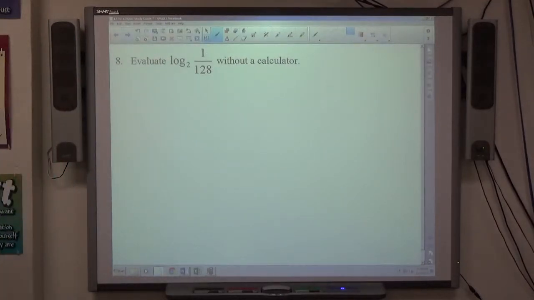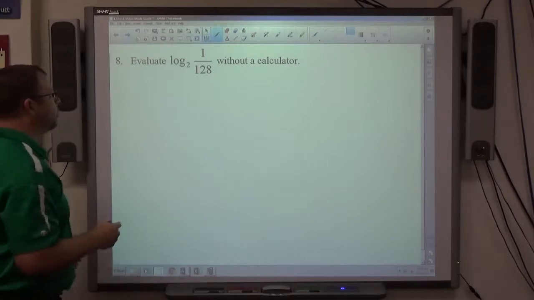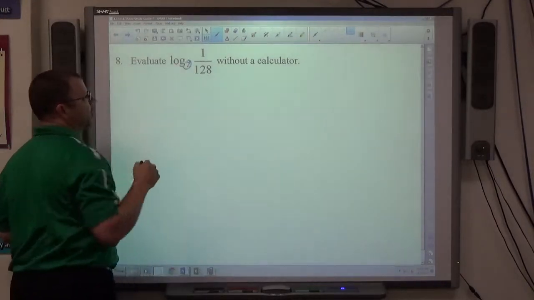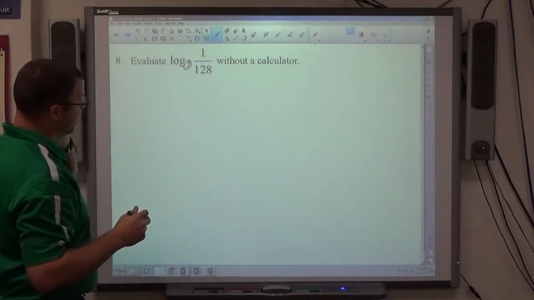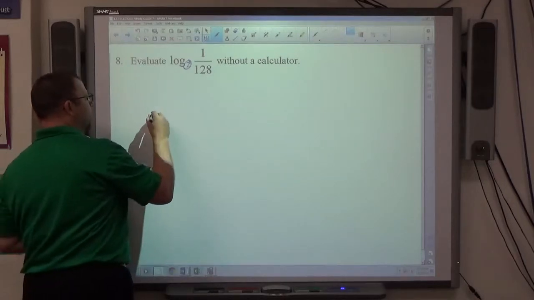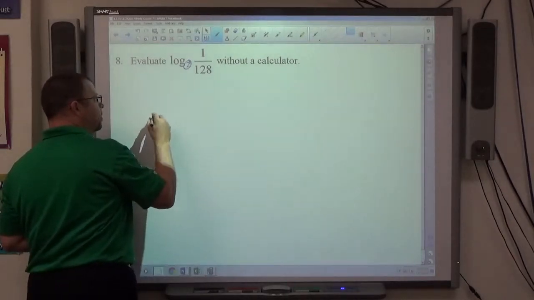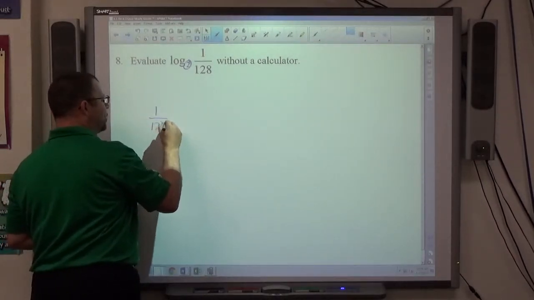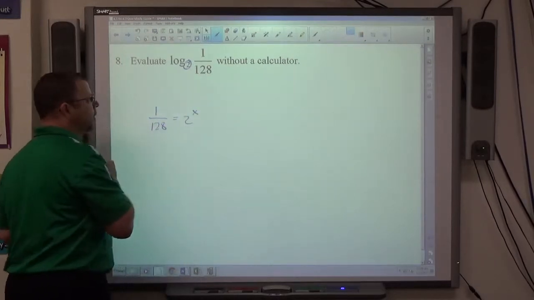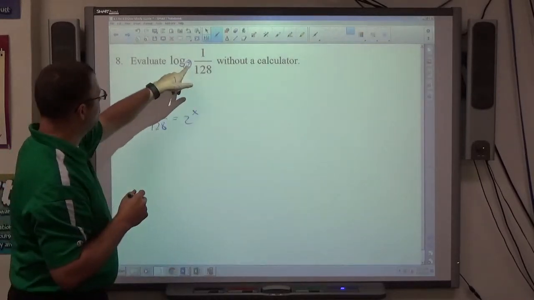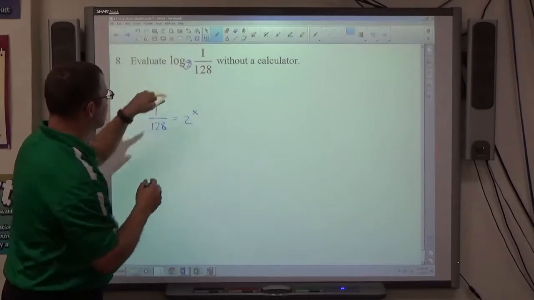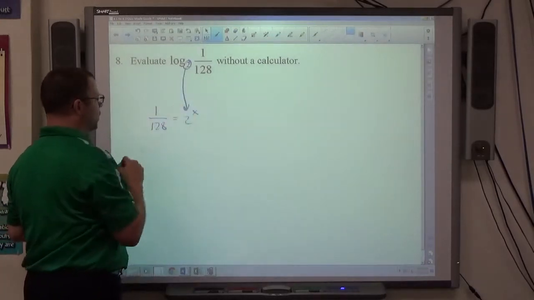Number 8, evaluate log of 1/128 base 2 without a calculator. There is no log base 2 button on your calculator, so obviously we can't do it with a calculator at this point. What I want to do is consider that 1/128 is equal to 2 to some power. If I can get this to be 2 to some power, the bases are the same. So whatever this thing is here is what goes here.